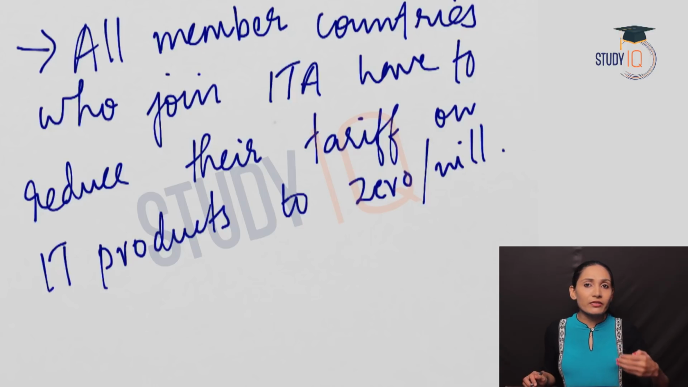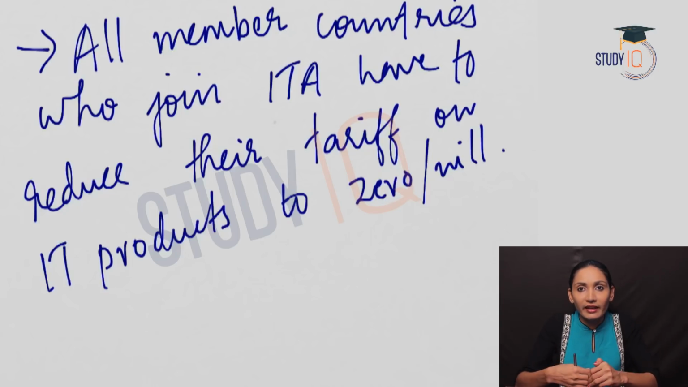What is the implication of this agreement? If any country joins this agreement, the market of the country will have more electronic products at cheaper rates. For example, if India has signed this agreement, Chinese products can reach the Indian market at a cheaper price, which will be a competition for the Indian manufacturers. So the implication is that the market will have more information technology products at cheaper rates, which will become a competition for the domestic manufacturers of that country.